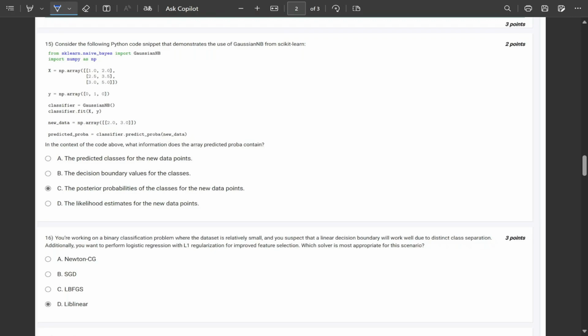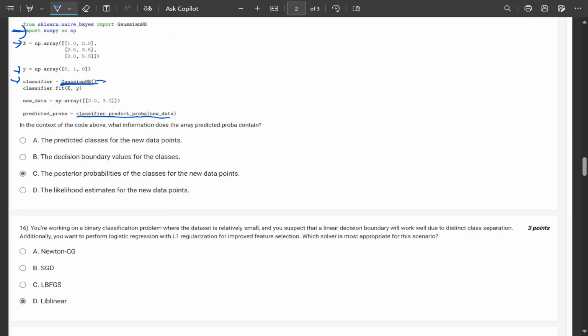Next question is question number 15. Here, you have your feature array and also your label array. Then you have your classifier as Gaussian naive Bayes, and you have to fit your x and y. The new data is np.array of this. So new data is basically for prediction. And the predicted probability will be classifier.predict_proba of new data.